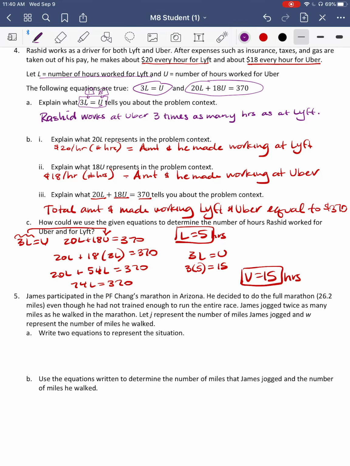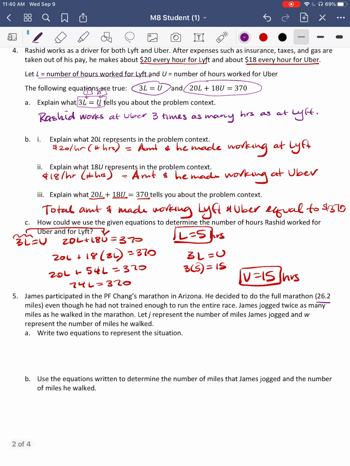Hey guys, we're back for problem number 5. James participated in the PF Chang's Marathon in Arizona. He decided to do the full marathon, so 26.2 miles, so we know he had not trained enough to run the entire race.